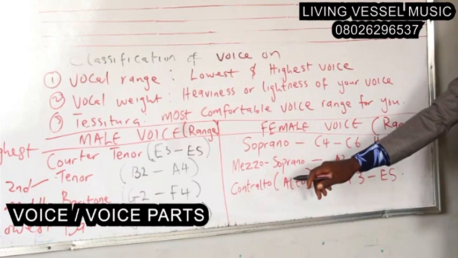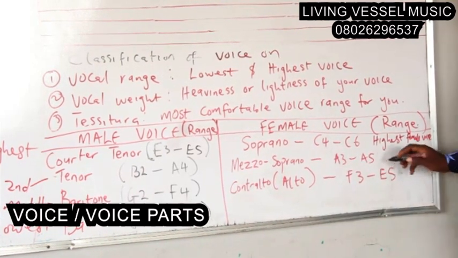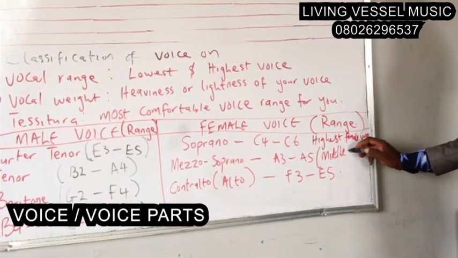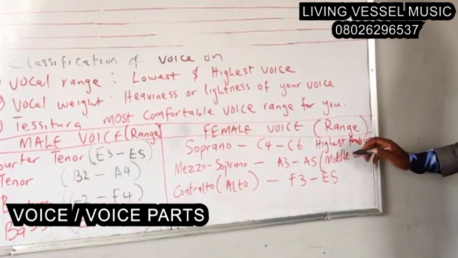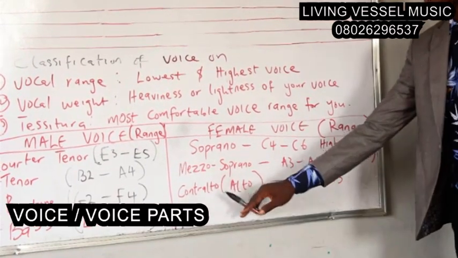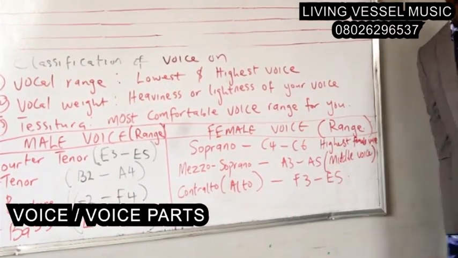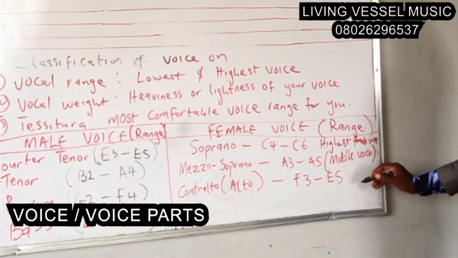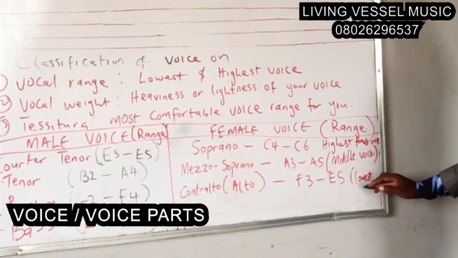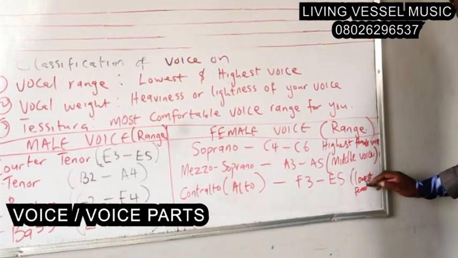The mezzo-soprano. The mezzo-soprano is the middle voice for female, while the contralto, you can either call it contralto or you call it what? Alto, is the lowest female voice.